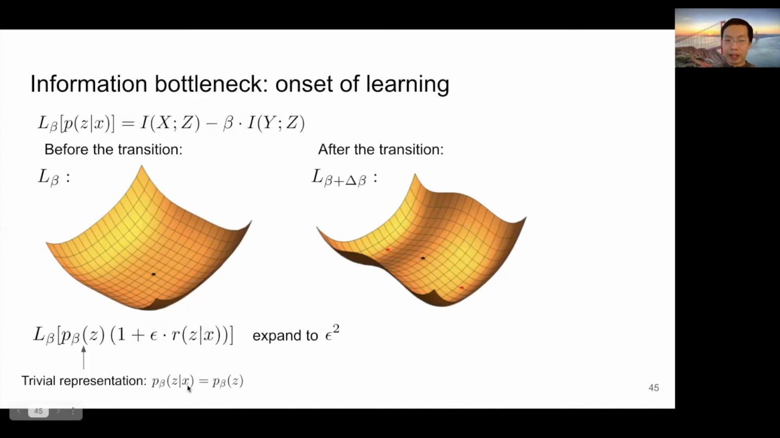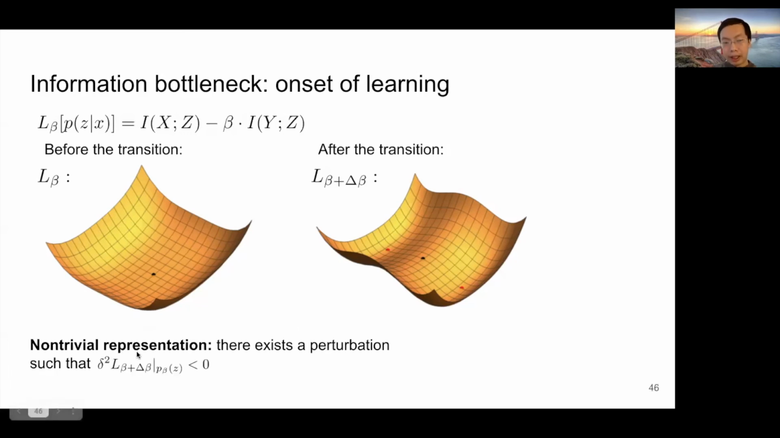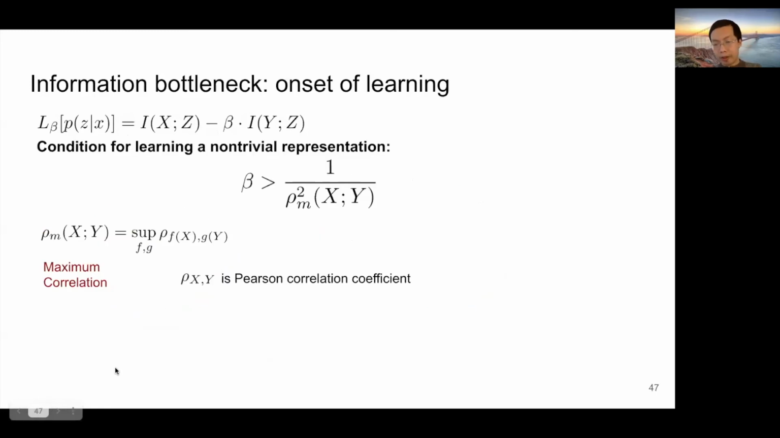So what we do is expand this functional around the trivial representation up to the second order. We require that the condition for learning something is that there is a perturbation of the representation function such that this curvature is negative. Through this condition, we can derive a formula: as long as beta is larger than this quantity, you will be able to learn something, where this quantity is related to the maximum correlation between the input and target.